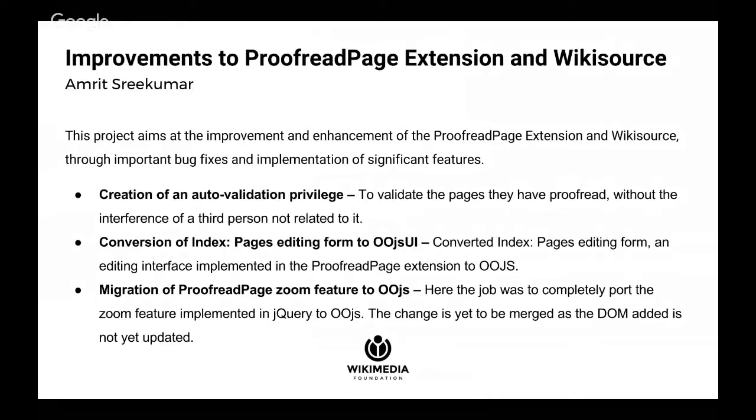The second one is the conversion of the index pages editing form to object-oriented JavaScript. The advantage of object-oriented JavaScript is that the code is much more readable than what was previously written, and the interface looks much better. What I've done is port the pages editing form in Index. Those who are familiar with Wikisource might know this, because an index is basically like the index of a book. What all do you need in an index of a book? Those are there in the web interface. So I have converted that from PHP to OOJS.